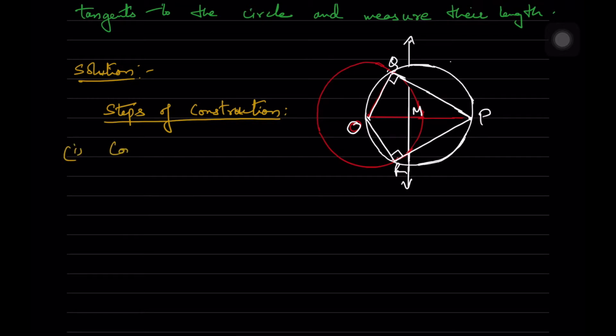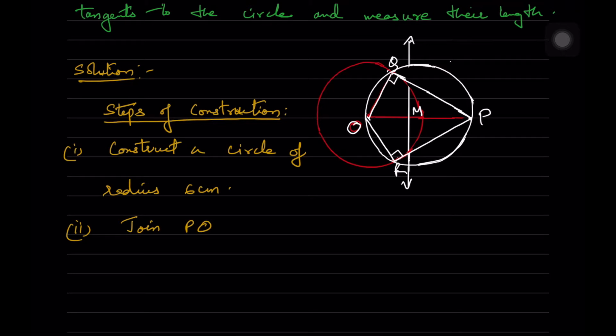So the first step is construct a circle of radius 6 centimeters. That is given to us in the problem. Now in the second step, join PO. P is an external point, 10 centimeters away from the center, so OP is equal to 10 centimeters. The radius is 6 centimeters, so from the circle's edge you are drawing some 4 centimeters further away.